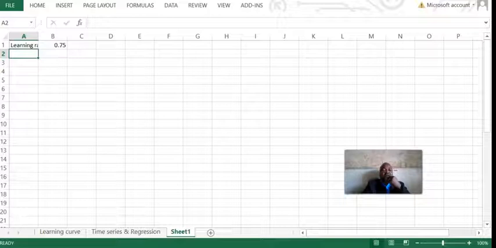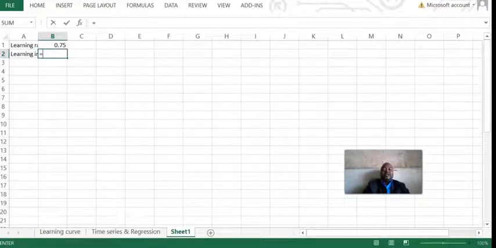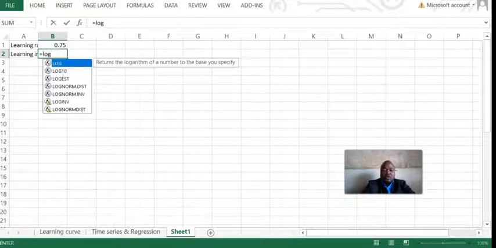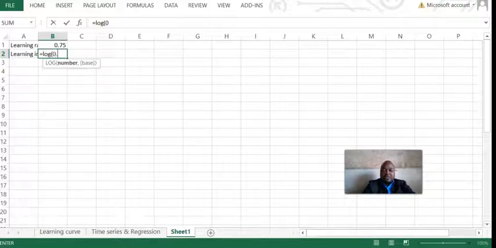And learning index. Learning index or learning factor is given by log 0.75 divided by log 2.